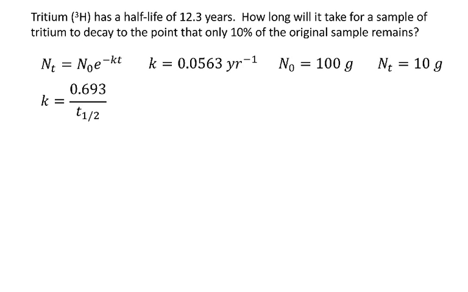So NT is 10, N0 is 100, and then we have e to the minus 0.0563 and t. Okay, so the variable that we're solving for is in the exponent. So the first thing we want to do is get the exponent on the side by itself. So first thing I'm going to do is divide both sides by 100. So I get 0.1 is equal to e to the minus 0.0563 t.